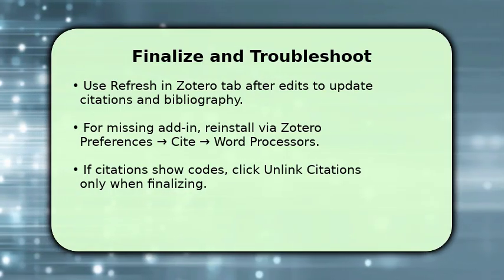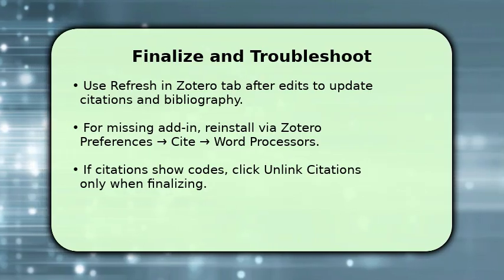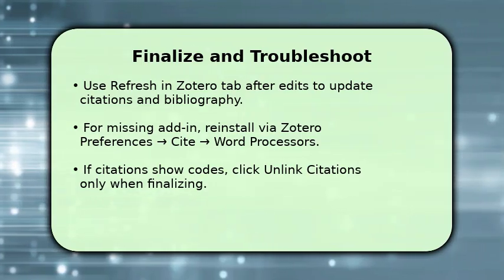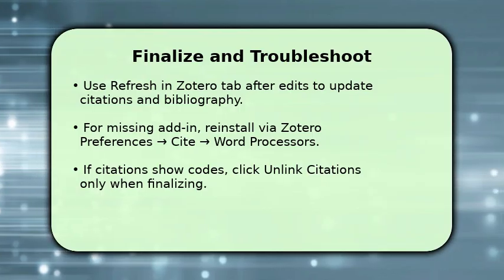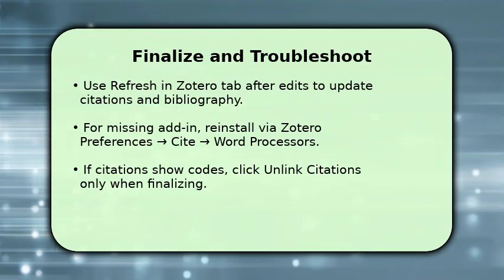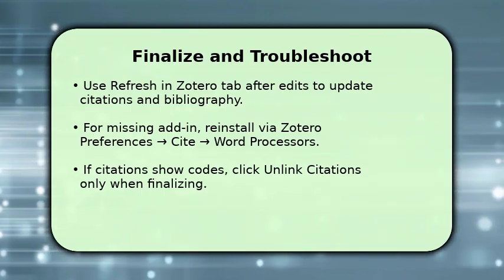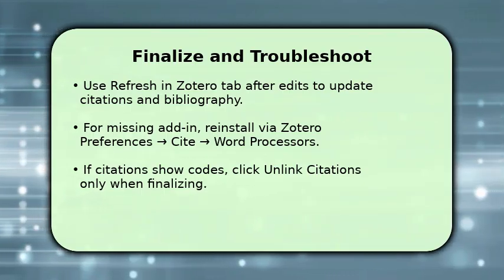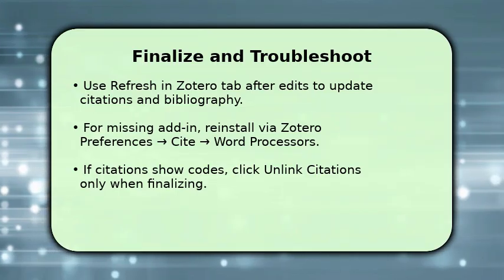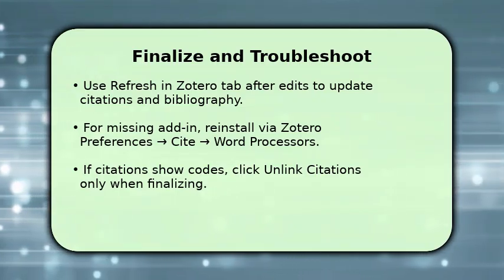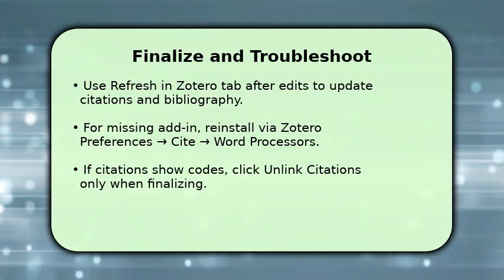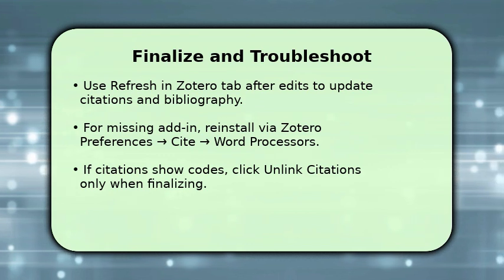If the add-in disappears, reinstall it from Zotero Preferences, right arrow Cite, right arrow Word Processors, and restart both apps. If you see citation codes like author 2020, don't unlink citations until you're done editing. Unlinking converts live fields to plain text. For a quick fix when Zotero isn't responding, restart Zotero and Word, then hit refresh.